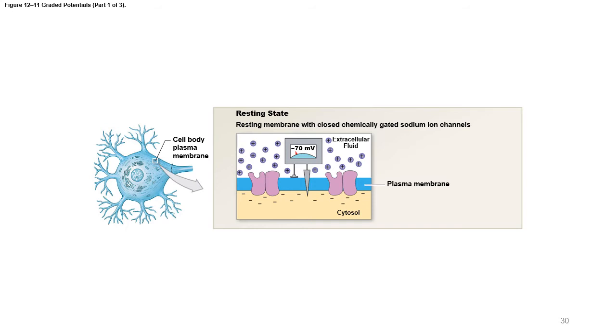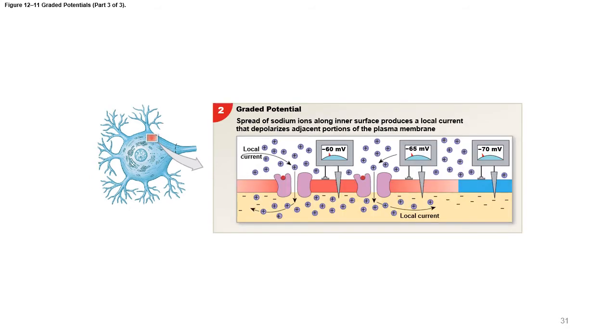So this shows you a graded potential: the resting membrane at -70 millivolts, with closed chemically gated sodium ion channels. Then something stimulates it. Spread of sodium ions along the inner surface produces a local current. The local current depolarizes adjacent portions, and it's going to travel down the membrane, but sometimes it fades out and doesn't quite make it all the way over to here.